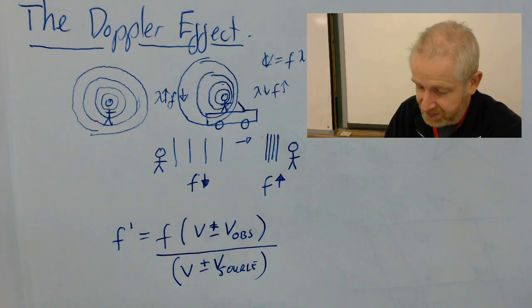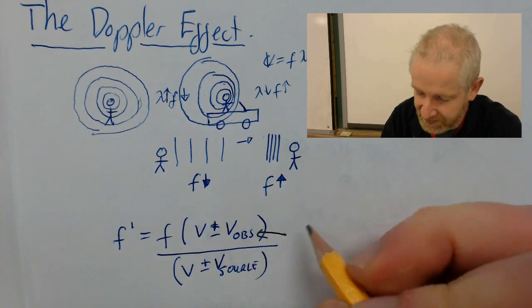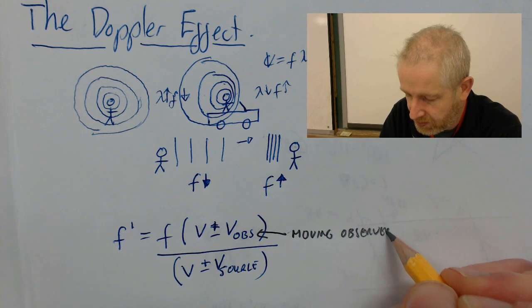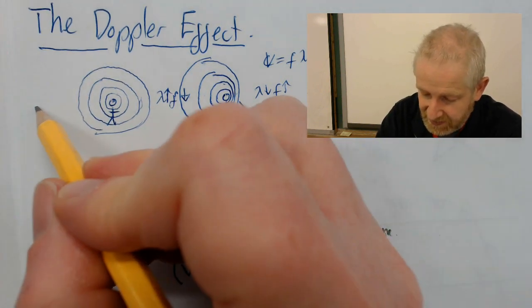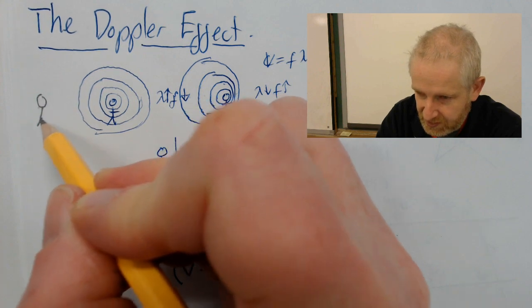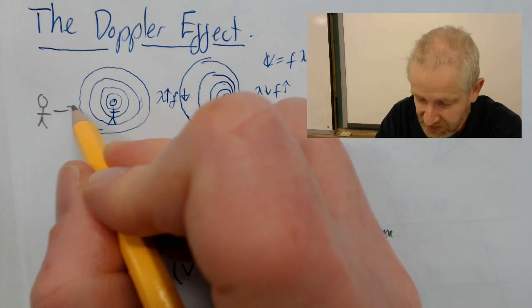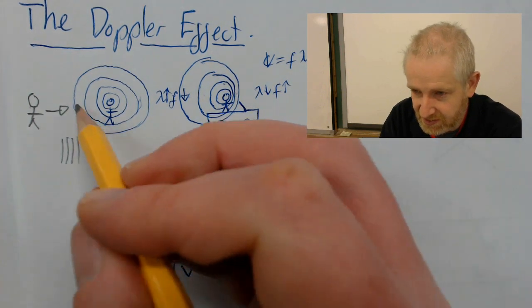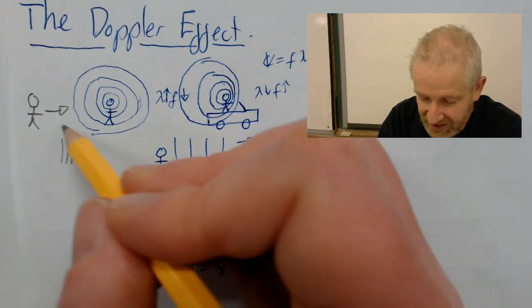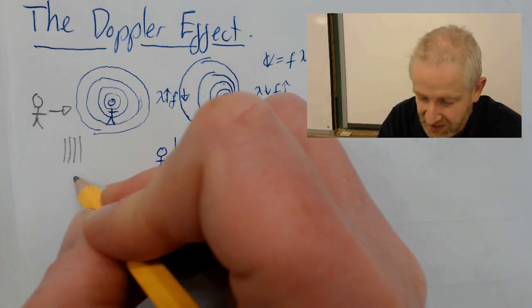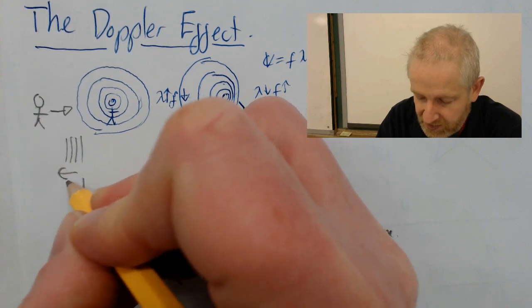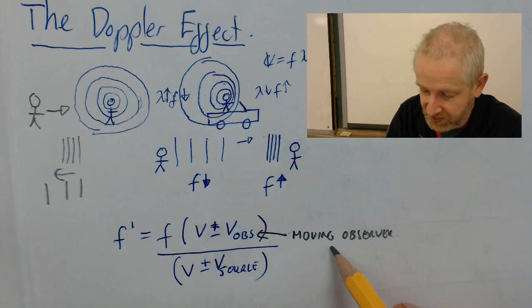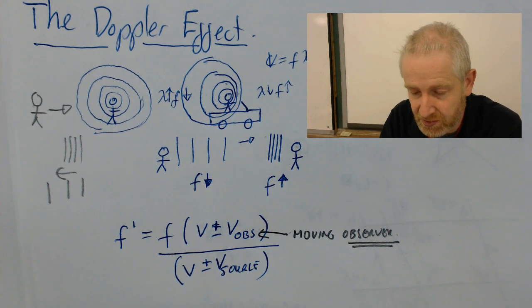Well, you know what? This is for a moving observer. Why? Well, because here, if I've got an observer moving and the source is stationary, what's going to happen is they're going to hear these wavelengths as if they're much closer together if they're travelling towards the source. If the person is travelling away from the source, they'll hear the waves much further apart. So there we go. We can see that that's actually got an effect. What the observer is doing affects the result.